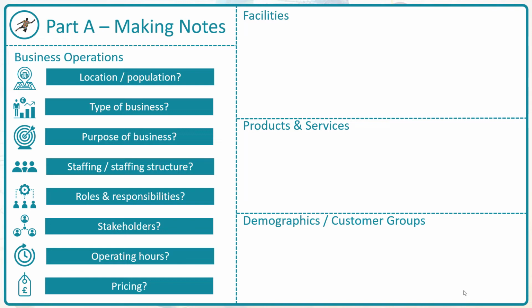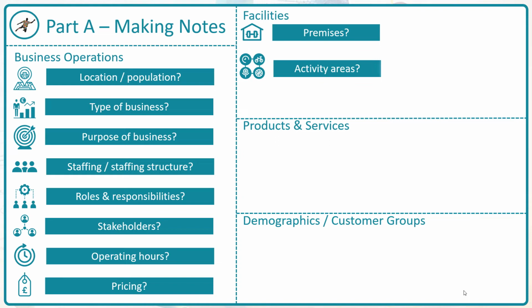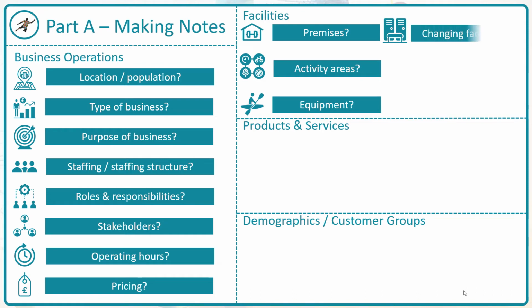I just want to reiterate that it might be that your students can't find everything about that, but generally speaking, if they can collect information as much as they can about those things, then they will be in a really good place. Let's move on to facilities. Could be, again, this isn't exhaustive, but could be things like the premises, buildings, facilities that they have. It could also be activity areas that they have close by or outside their premises. It could also refer to any equipment they have, how much they have, the state, the quality of the equipment. It could also refer to changing facilities, locker rooms, changing areas, etc.